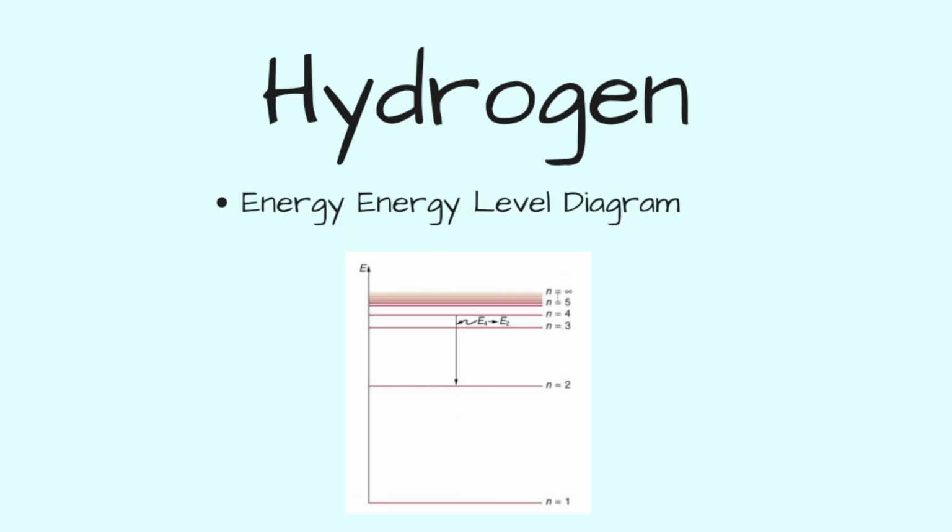Energy level diagrams are used to display energy states. n equals 1 is the ground state, which is the lowest possible energy state for the electron, and all other n values are excited states.